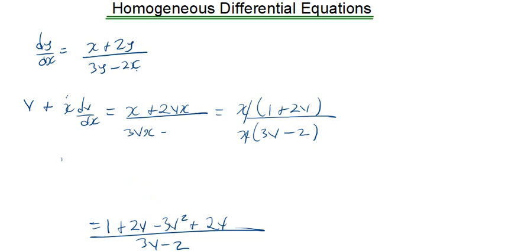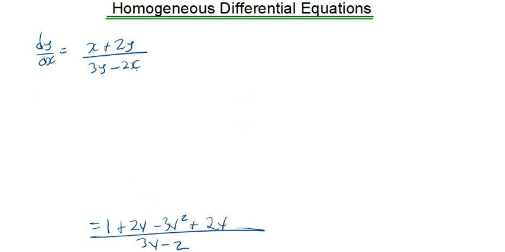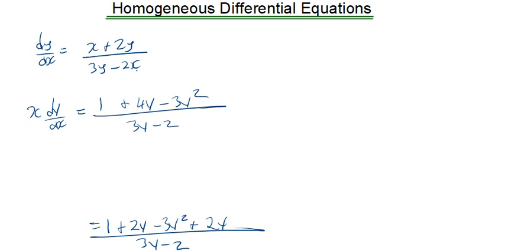Okay, so we are still saying our x dv/dx is simply equal to, we are saying it is 1 plus what? 4v minus 3v squared divided by what? 3v minus 2 there.